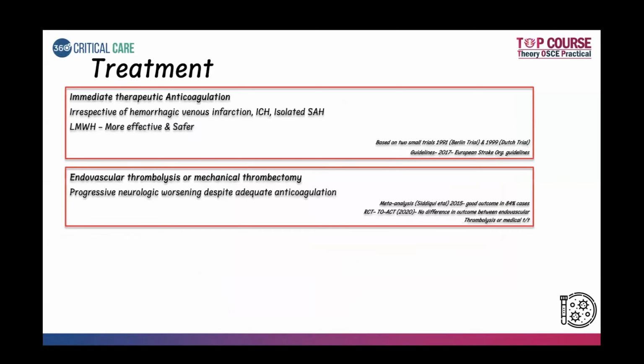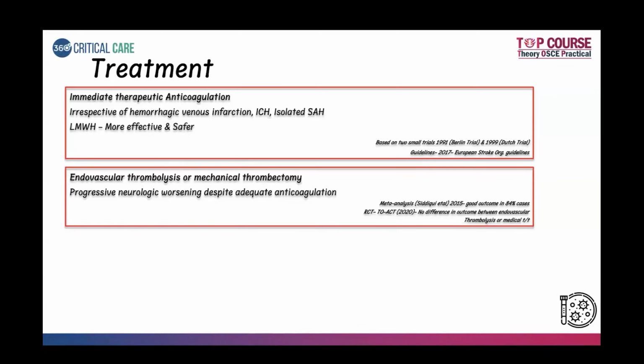Going quickly through treatment: immediate therapeutic anticoagulation is life-saving, irrespective of whether the patient has venous infarct, intracranial hemorrhage, or isolated subarachnoid hemorrhage. The patient needs to be anticoagulated, and that's the only therapy that works well and has been studied extensively. Endovascular thrombolysis or mechanical thrombectomy is a very complicated process, usually not done in most centers, with very varied outcomes.